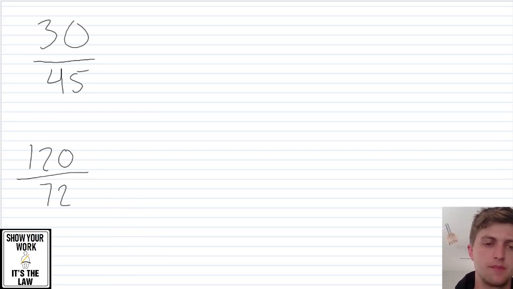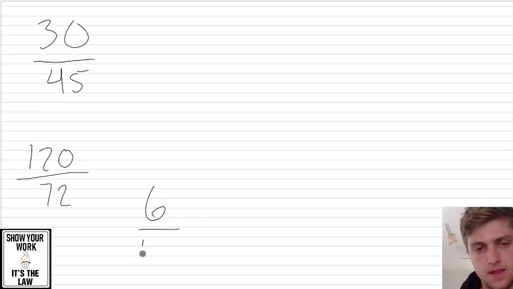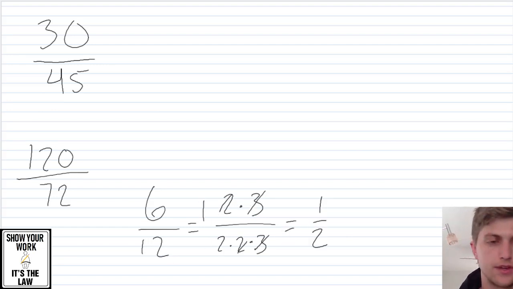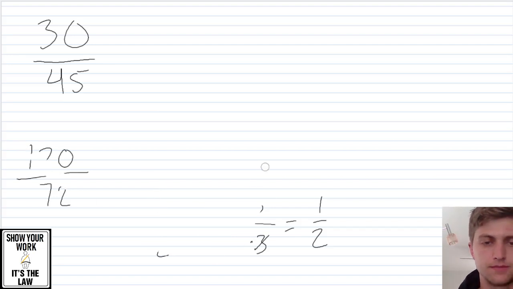And we do that based on what we know the factors to be. So in the case of 6 and 12, we can break it down the long way. We can say 6 is 2 times 3. 12 is 2 times 2 times 3. And we just cancel everything we have in common. We're left with, and when there's nothing, it's a 1, 1 over 2. Same thing for all other numbers as well.